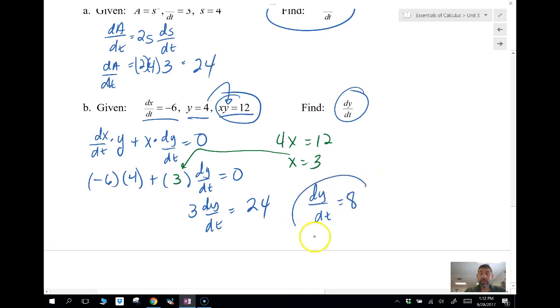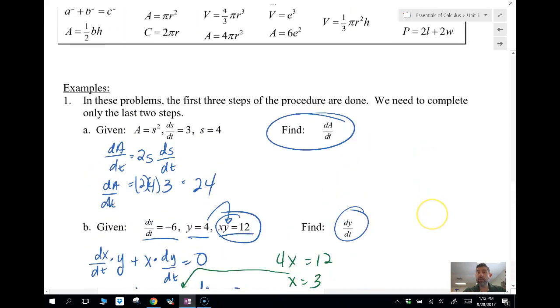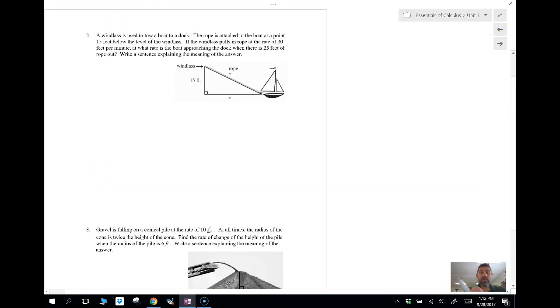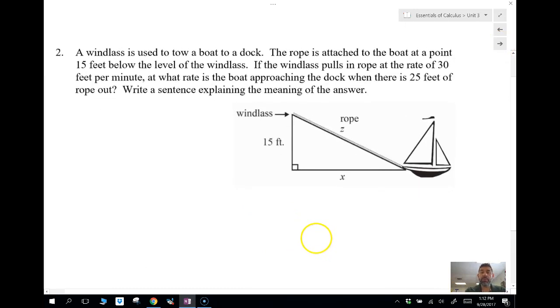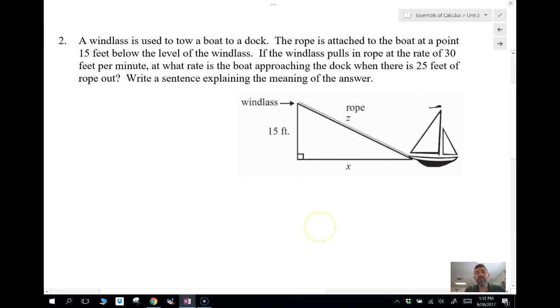All right? Okay, so let's take a look at some of the problems here that are word problems. Word problems in calculus? Yeah, let's not call them word problems. Let's call them context problems. How's that?